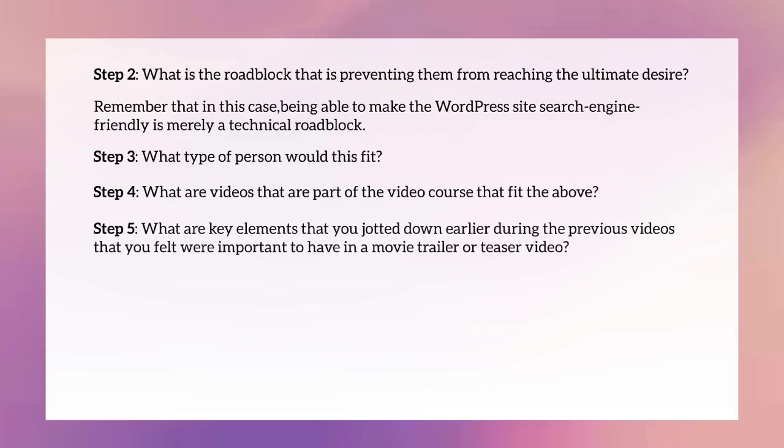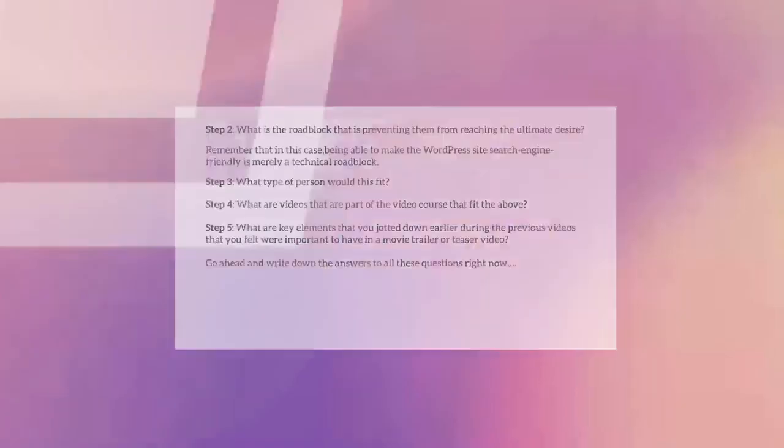Step number 5 is going to be, what are the key elements that you jotted down earlier during the previous videos that you felt were important to have in your movie trailer or teaser video? So pause the video, go ahead, and write the answers to all these questions down right now. I already gave you a few for the example video course that we're looking at, and you can use that for yours, but obviously it's going to be a little bit different because you're going to be selling a different video course. All right, so go ahead and do that now, and we'll see you in the next video.